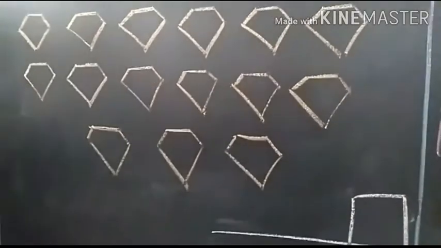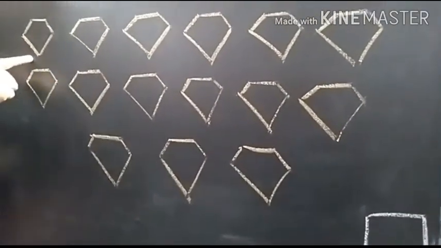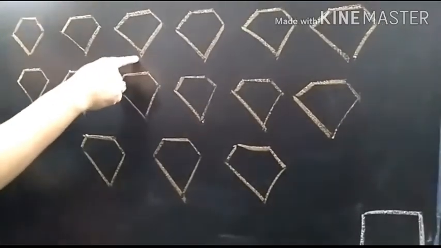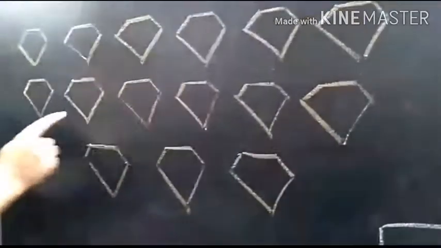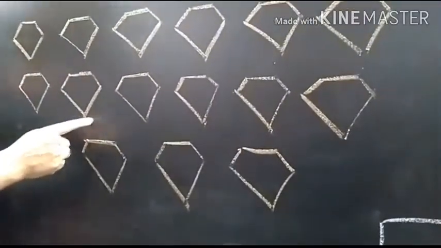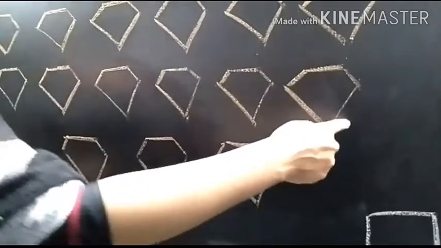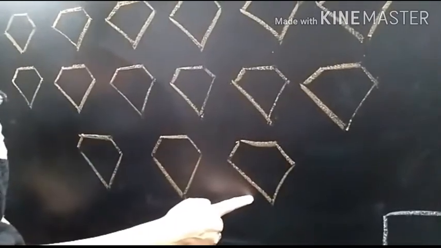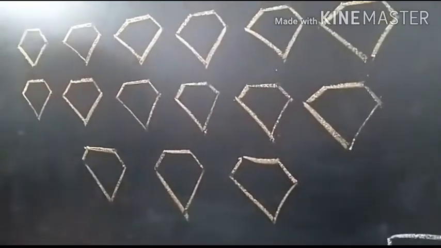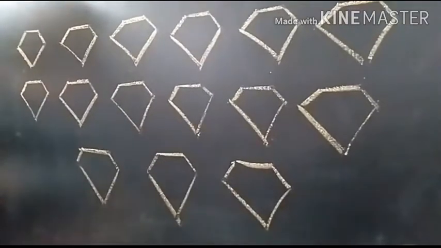Now you can see here there are few diamonds, right? Come on, let's start counting it. 1, 2, 3, 4, 5, 6, 7, 8, 9, 10, 11, 12, 13, 14, 15. Come on. Now you have to count with me, okay? We are going to cross each one of this diamond and we are going to count them.